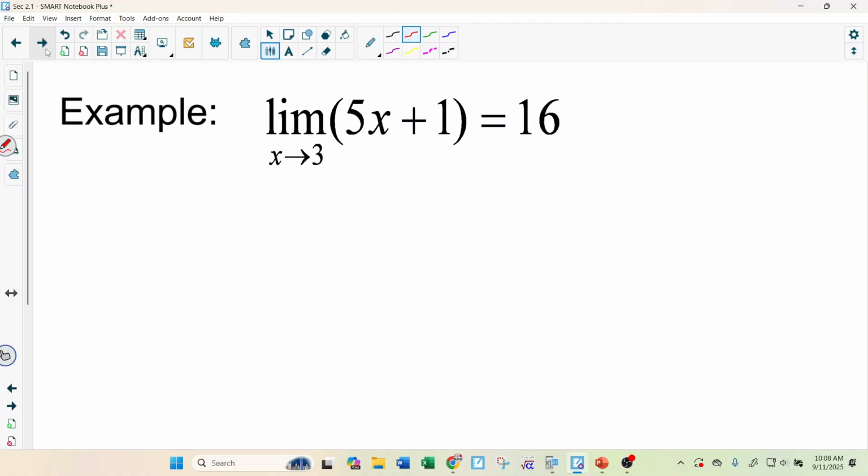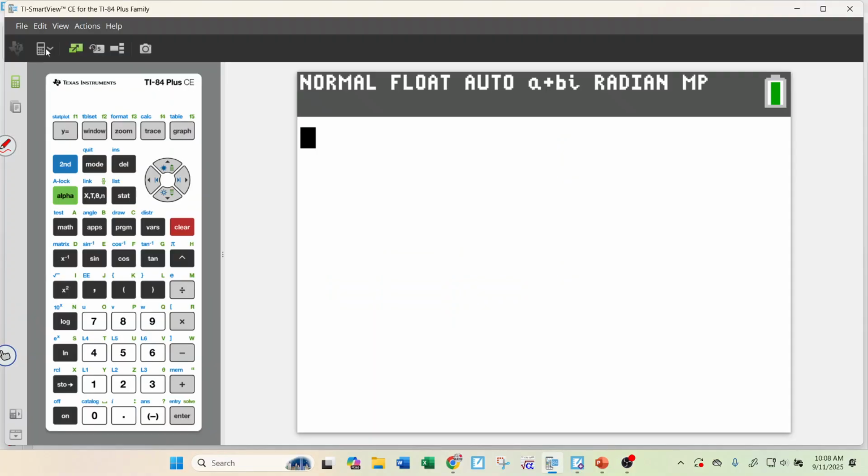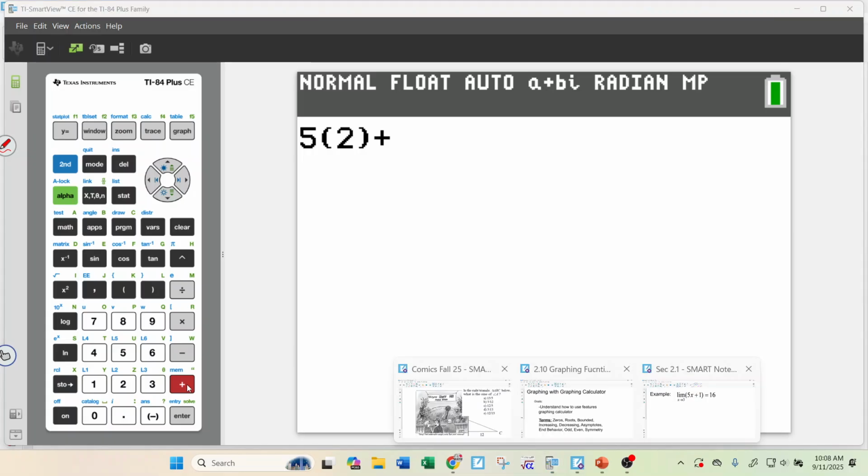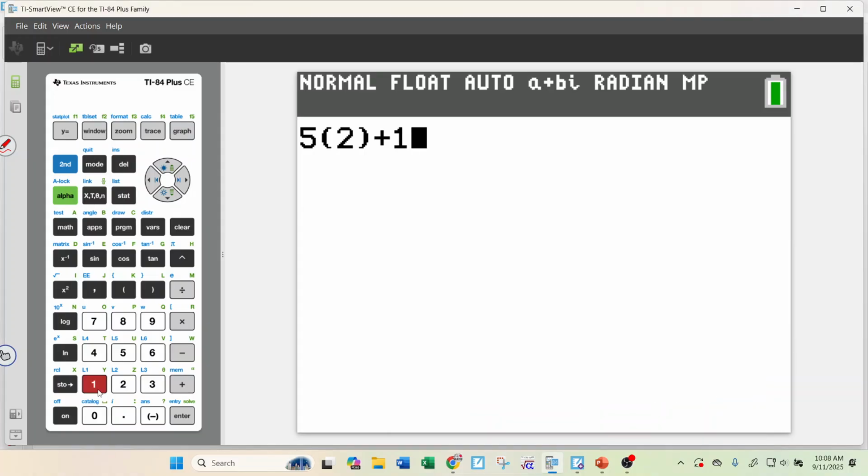So let's consider this. If I use my calculator and I want a number close to 3, what is a number close to 3? Give me a number. 2. Okay? So if I take 5 times 2, was it plus 1? I don't even remember, I have to remember what I had. Yeah. Now, how close to 16 is 11? I mean, it's close compared to 100, but it's not, right? So we want to pick a number closer to 3.